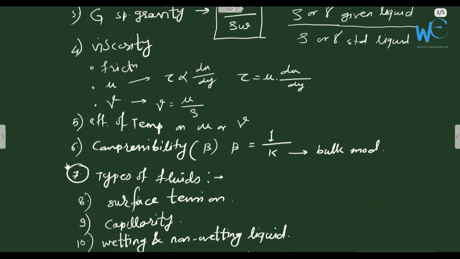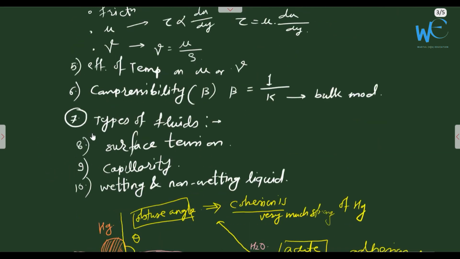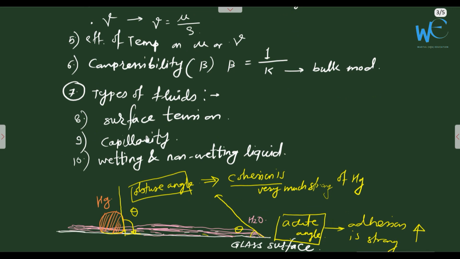Then we studied the effect of temperature on dynamic viscosity and kinematic viscosity respectively. Then we came to compressibility and the relationship between compressibility and bulk modulus, which are inversely proportional to each other. Then we discussed types of fluids. I already elaborated how to recall all fluids, which are Newtonian and non-Newtonian, stress dependent or time dependent. Then we came to know about surface tension.